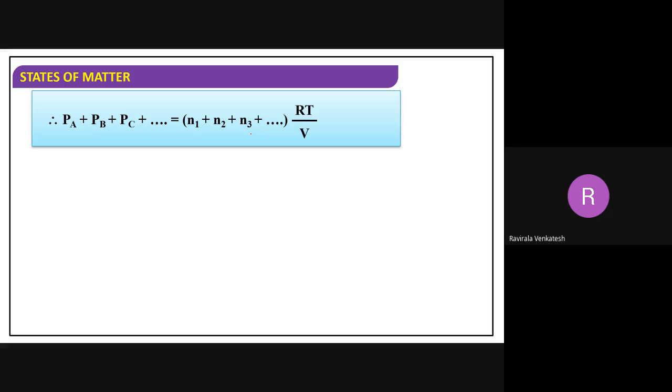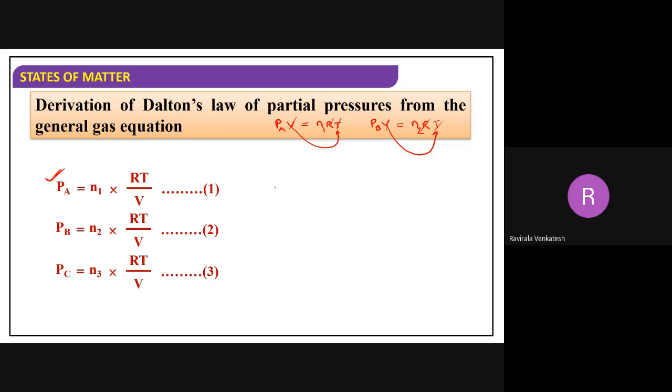Now, shall I write the three equations like this? All these three, I'm adding. PA plus PB plus PC is equal to N1 into RT by V, plus N2 RT by V, lastly N3 RT by V. Now RT by V is common. Taking it common, what we get? N1 plus N2 plus N3 into RT by V. Correct or not?